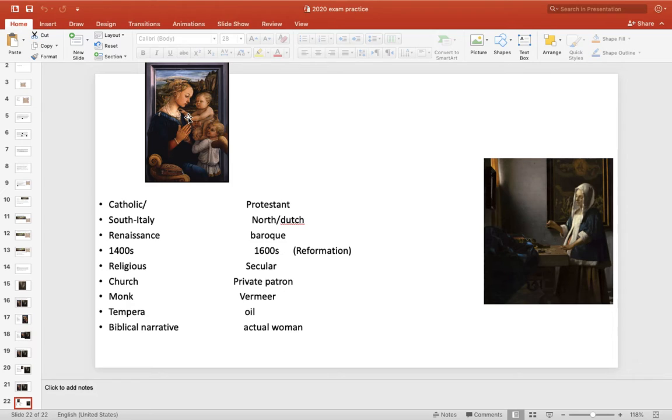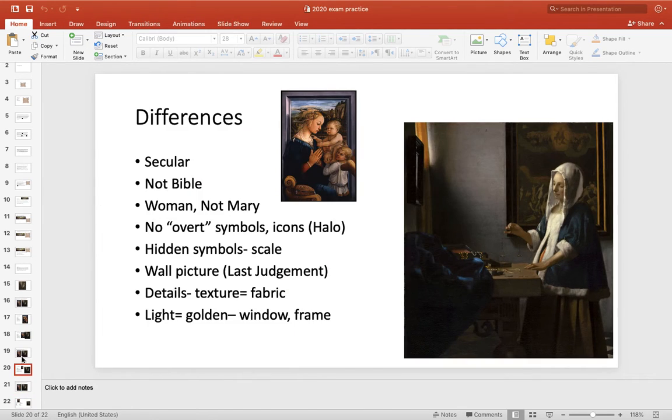The purpose is it's for a church, it's religious. This one's private because the person wants it on their wall. This one's painted by a monk. This one's painted by Vermeer. This one's tempera, this one's oil, this one's from the Bible, or a famous person from the Bible, that one's an actual woman. Okay, so I went overboard there, you just need 2 each.